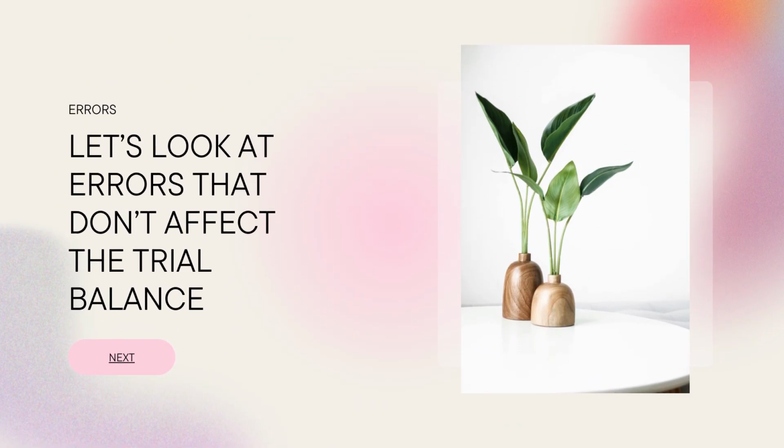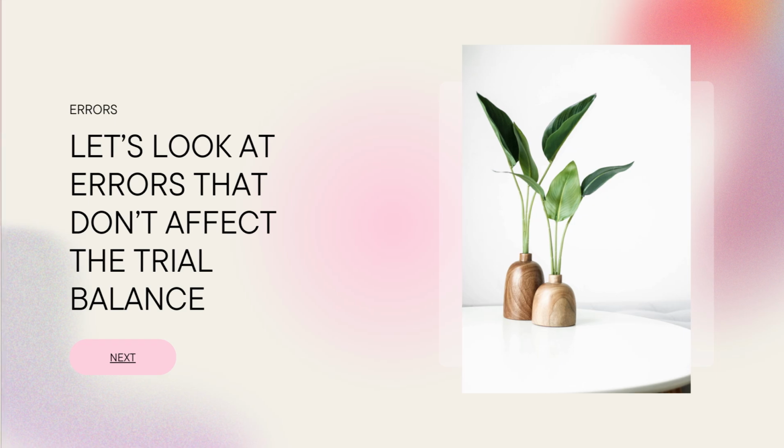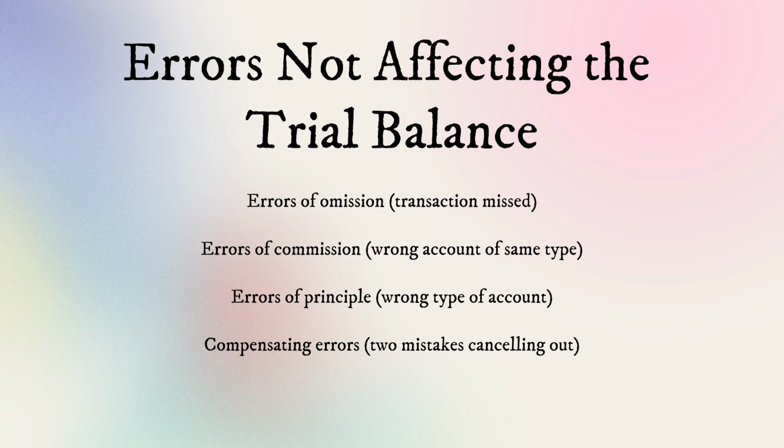So let's take a look at errors that are not going to affect the trial balance. Again, key that you pay attention here, because there most likely will be a question around this in the exam. These are going to include errors of omission. Errors of omission are simply transactions that have been missed, as in they are omitted, they're not there. Errors of commission, so that's just the wrong account of the same type. Then we've got errors of principle, where it's the wrong type of account. And then also compensating errors, where two mistakes cancel each other out, but they're not correct. So again, these errors are not going to affect the trial balance.